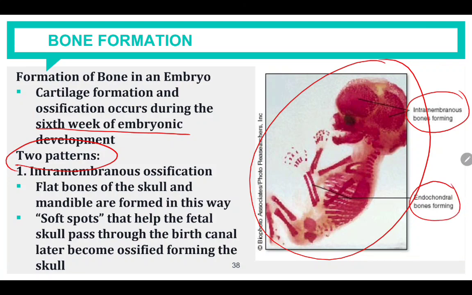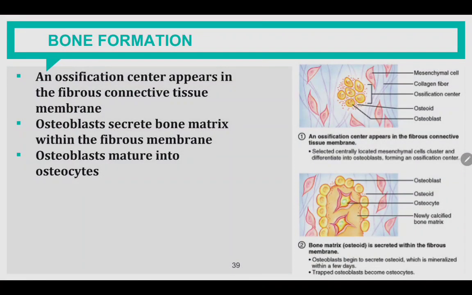Okay? So, unahin, since we talk about intramembranous ossification. Intramembranous ossification is when an ossification center appears in the fibrous connective tissue. So, basically, guys, since connective tissue ang start ng all, there will be merong mag-appear na ossification center. From there, osteoblasts will mature into osteocytes and start making the bone matrix. Okay? So, yan yung nangyari sa ating intramembranous ossification. Anong mag-appear? Yung tinatawag natin na ossification center.